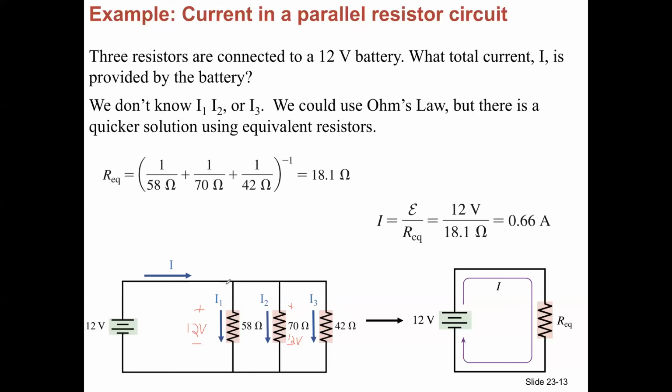So if you did want to find the individual currents here through each resistor, you can do that using Ohm's law on the individual resistors, and you should see that if you found I1, I2, and I3 that way, and you add them all up, they add up to 0.66 amps, or 2/3 of an amp. I'll leave that to you guys as extra practice.